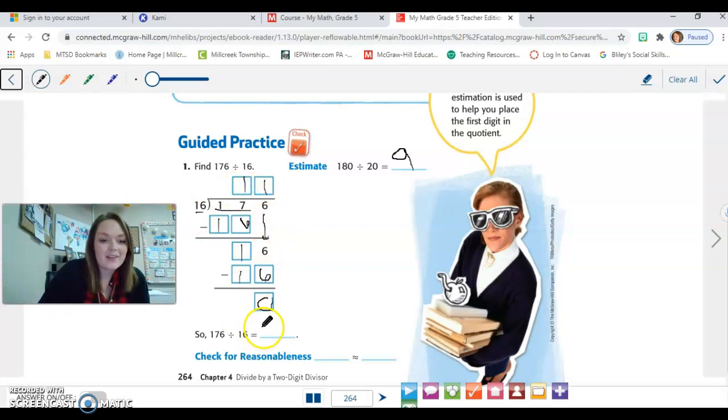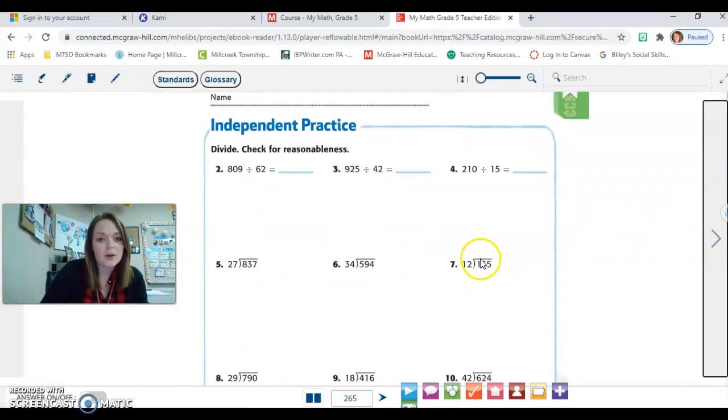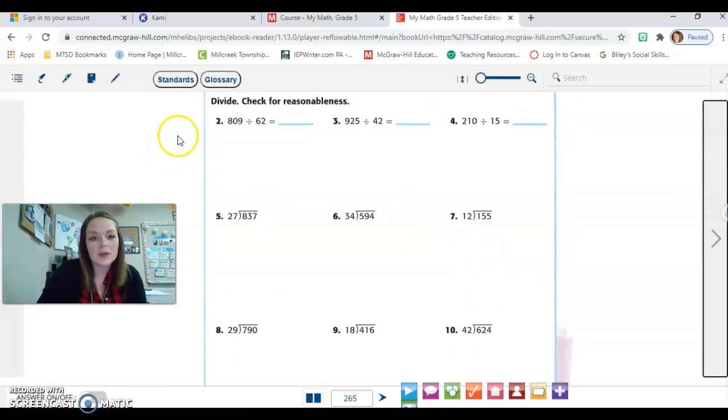So our answer is 11. 176 divided by 16 is 11. Is 9 similar to 11? Yes, they are very similar. They check.